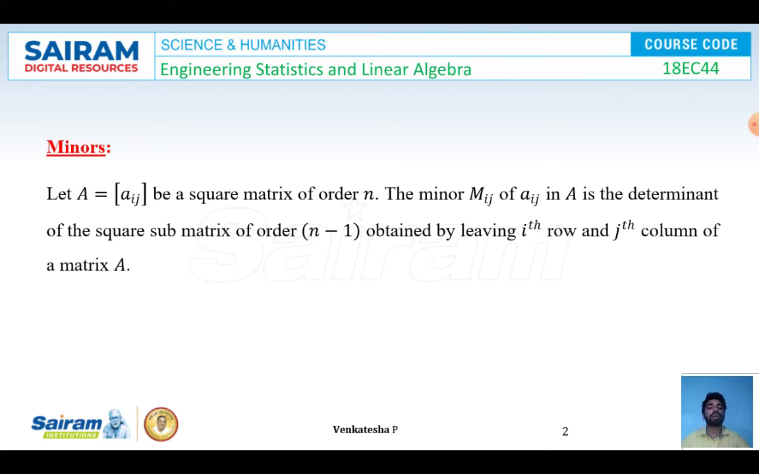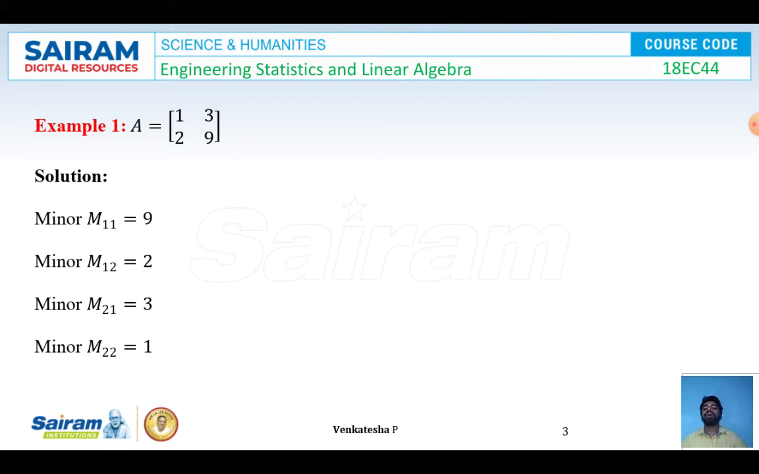Now we'll see how to find the minors by taking some examples. Example number 1: a 2 cross 2 matrix has been given, that is 1 3 2 9. Now I'm going to find the minors for this matrix. As we know, for a 2 cross 2 matrix, the minors will be of order 1 cross 1. So for this entry, the minor will be M11. For this entry, M12. For this entry, M21. For this entry, M22.